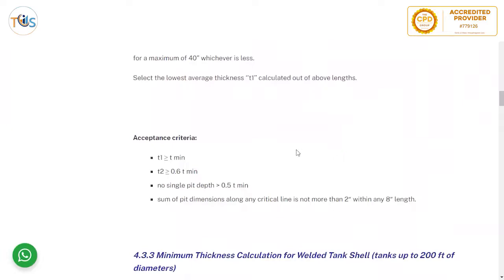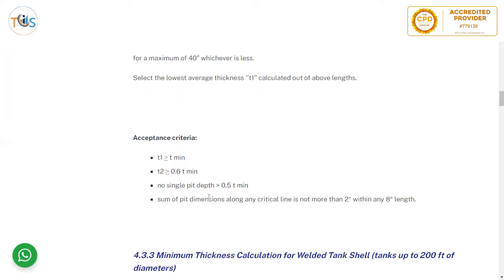And there are a few acceptance criteria here. One is T1, the minimum average thickness that you have measured along the worst case line, is greater than T minimum, the minimum required thickness. And the second is T2, the minimum single reading that you took on any of these lines. This is a single reading. It should be greater than 0.6 T minimum.